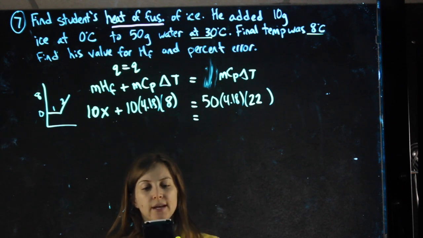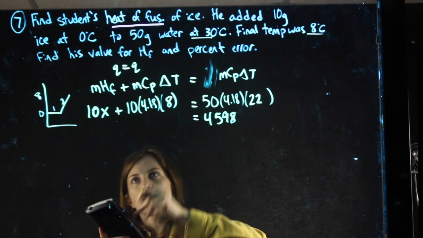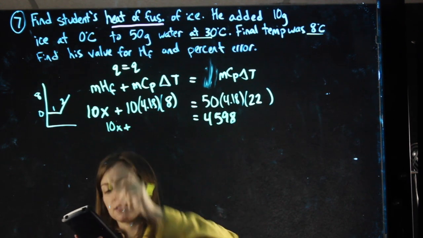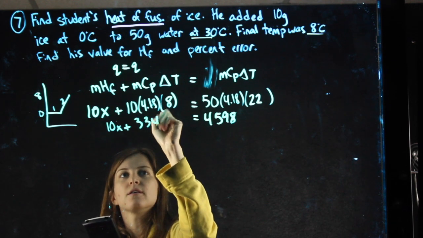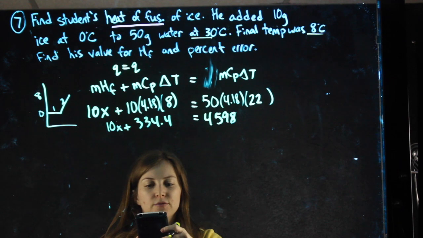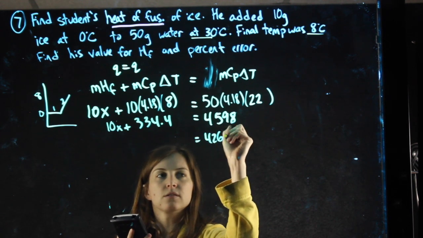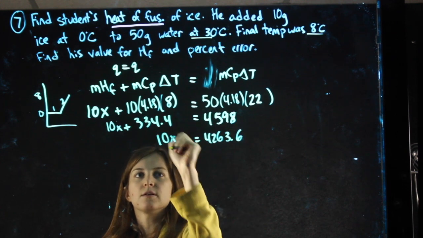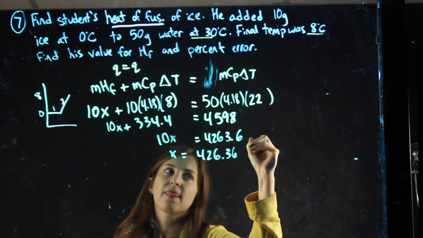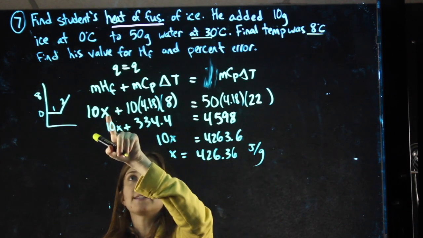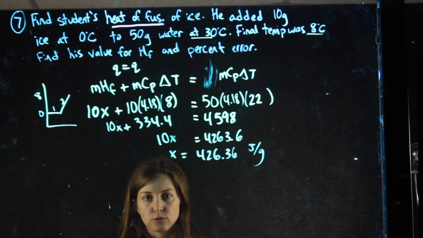50 times 4.18 times 22. 10x plus 334.4, subtracting the 334.4 from both sides, dividing by 10. That is, x is what I set up as the heat of fusion, as the HF value, so it's in joules per gram. That's the student's value.